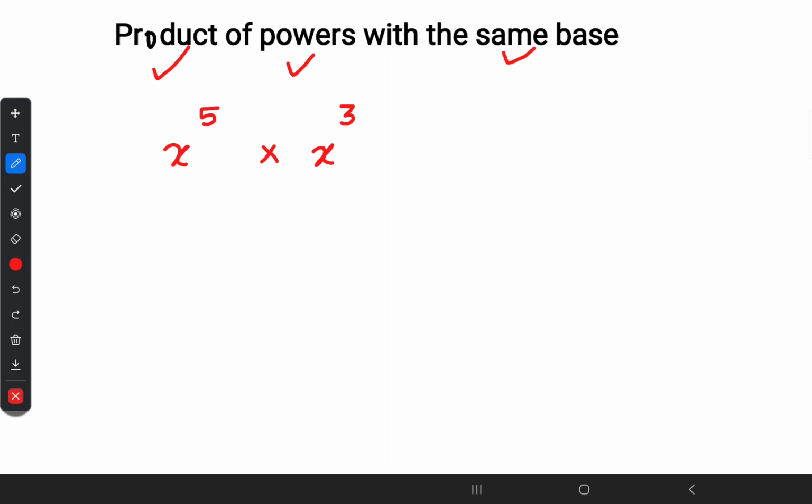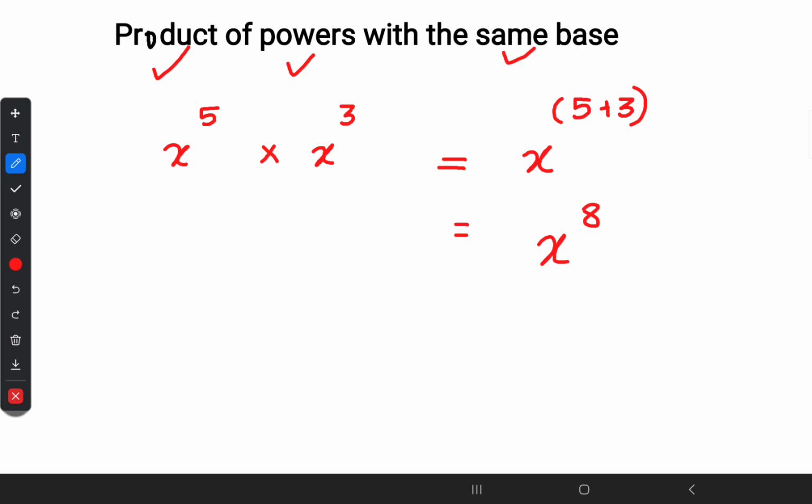In these cases, while multiplying them, if the same bases are multiplying, you should write the same base in your answer, and the powers, the indices should be added with each other. This would be the correct answer, x with the power of 8. Okay, it's not addition. Look at this carefully.